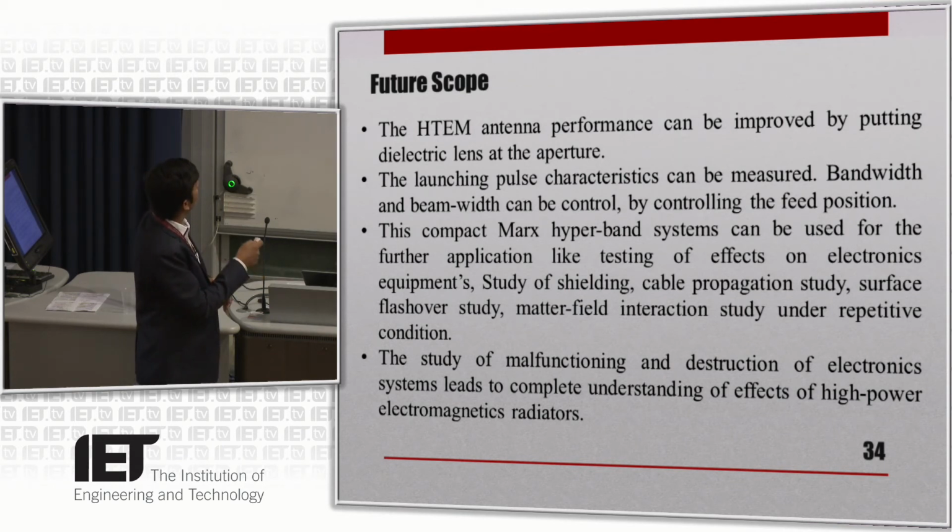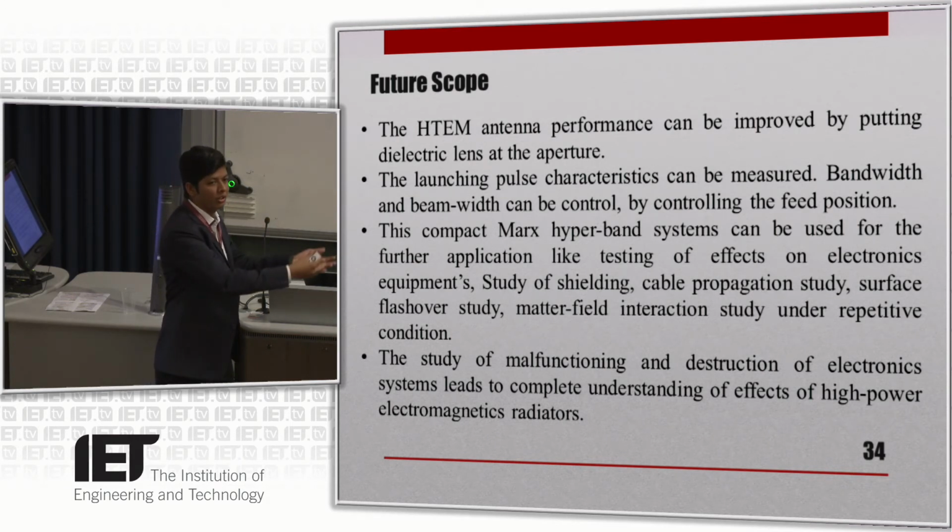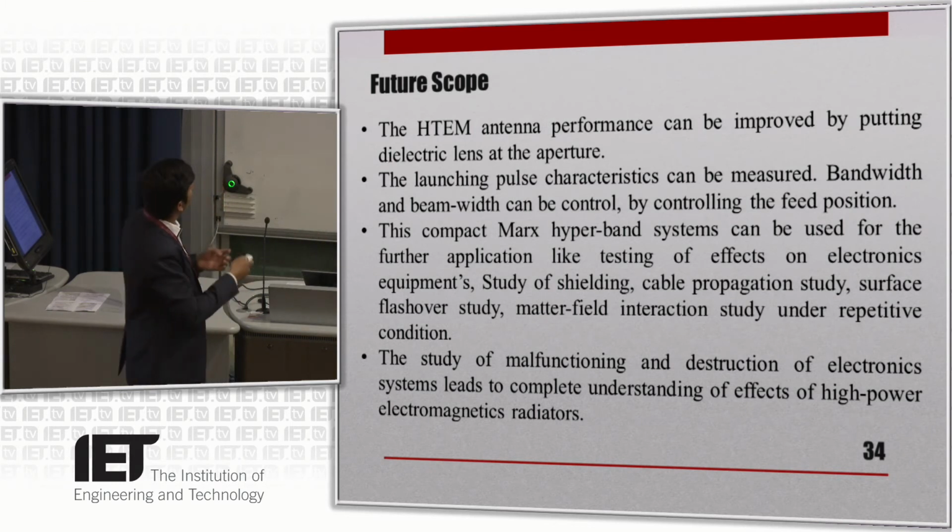So I would like to perform some future scope applications where this TEM antenna performance can be improved by putting a dielectric lens at the aperture. So the dielectric lens is important. The launching pulse characteristics are also important, because we are feeding a pulse to the arm and that pulse is launched on the reflector. So this launching pulse calculation is important.